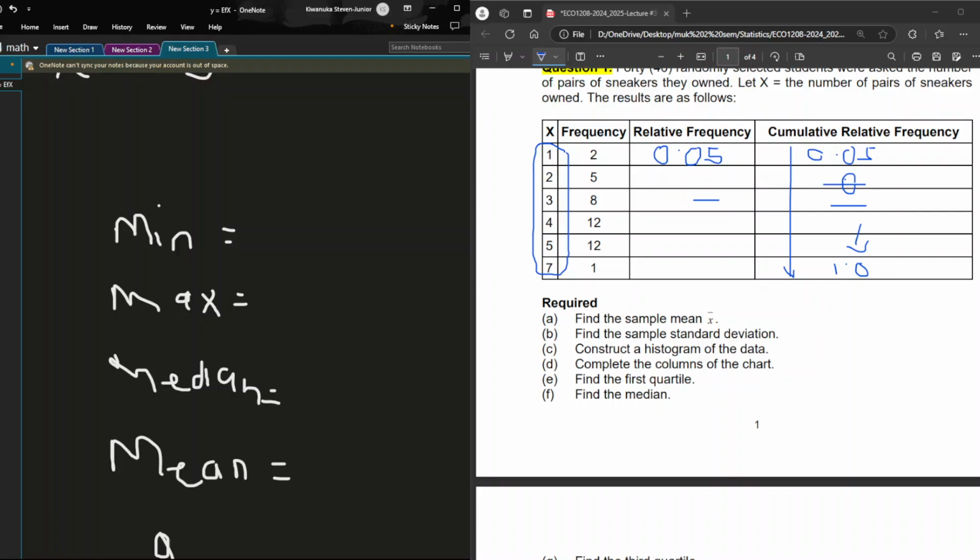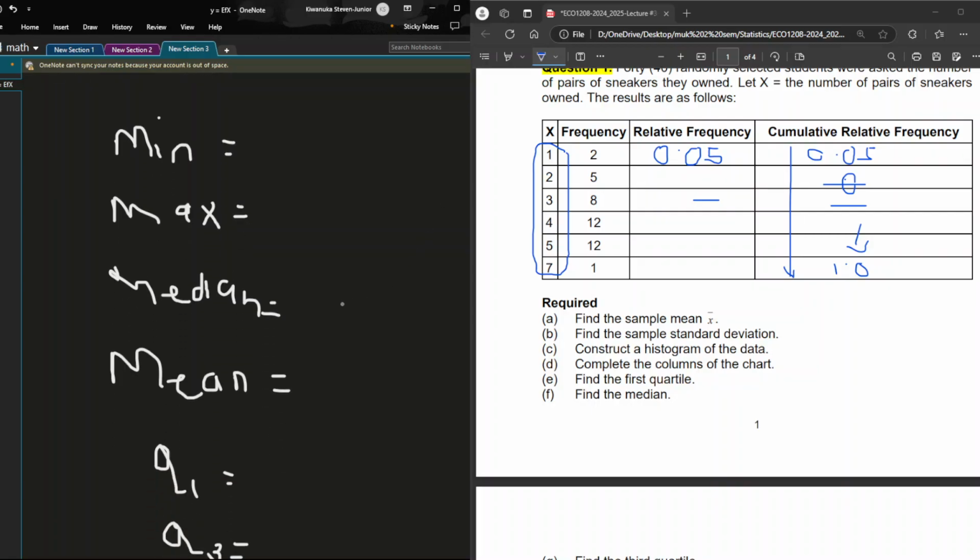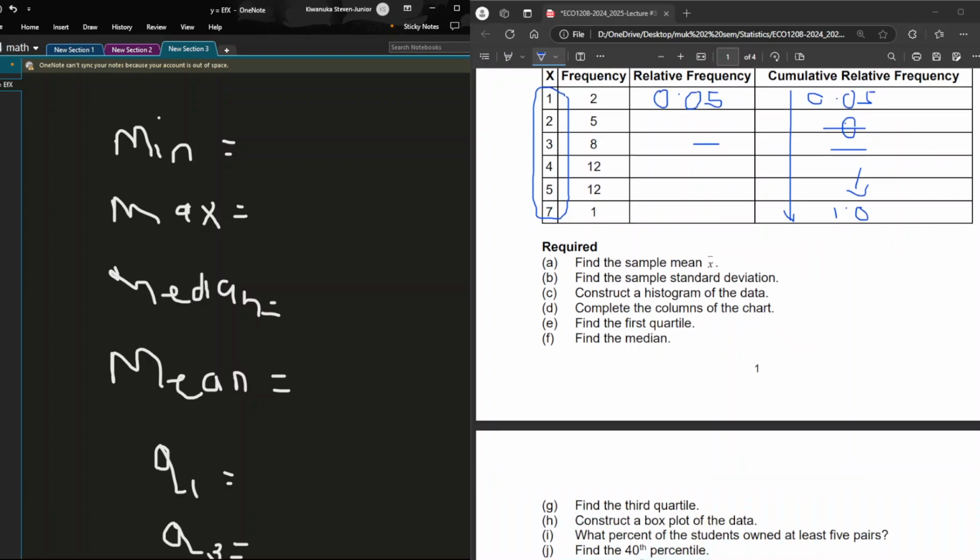The minimum value is the minimum value which is in these x figures, which is 1. Then the maximum value is 7.